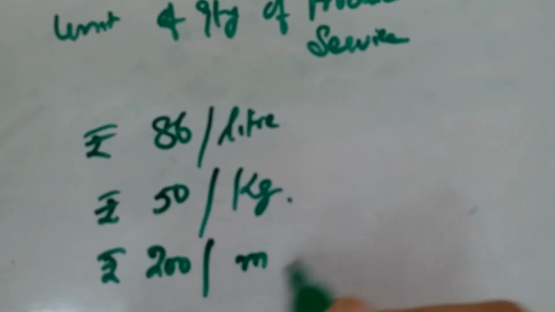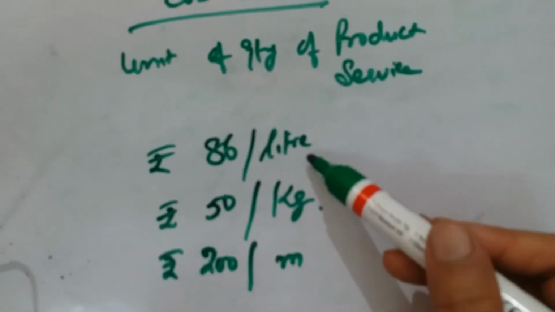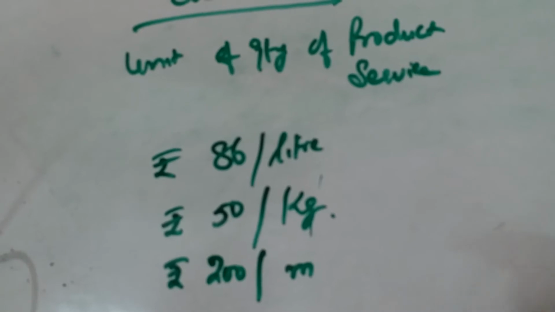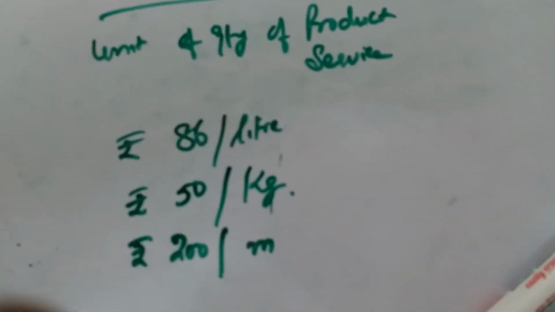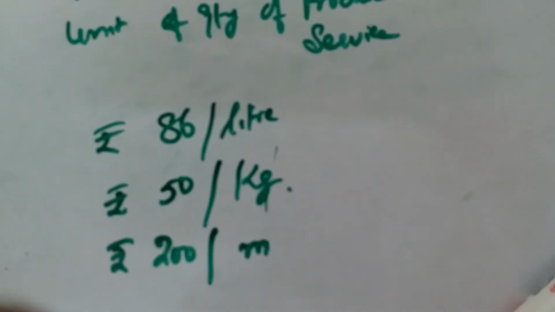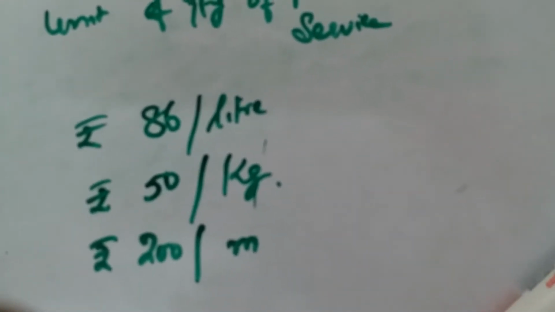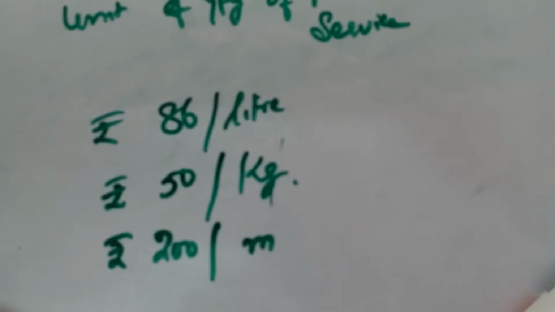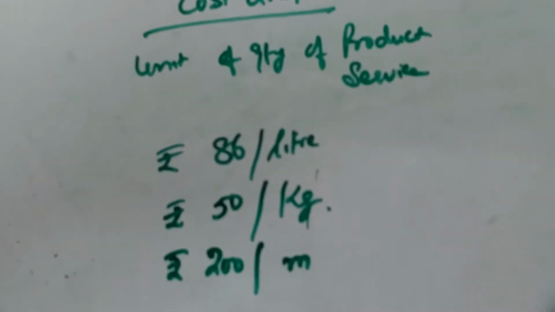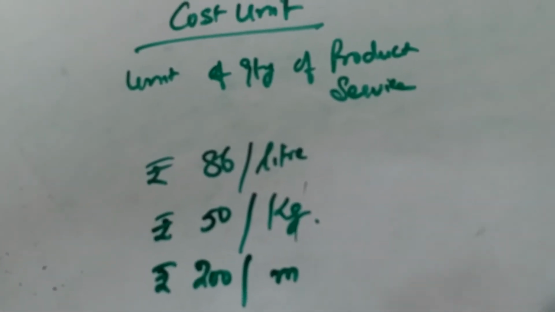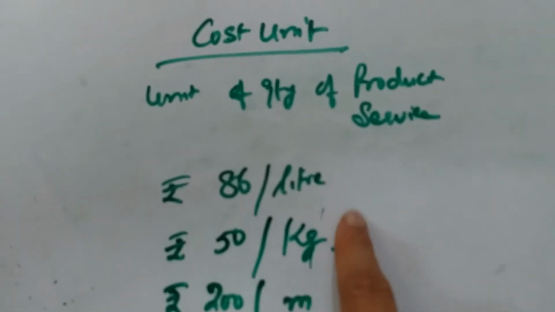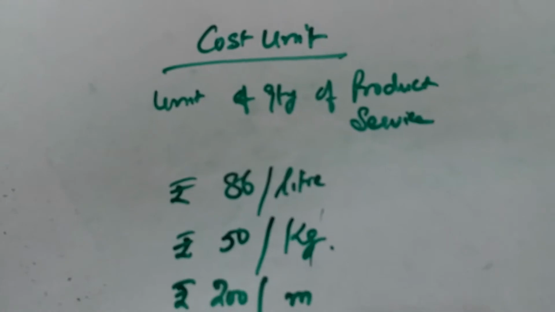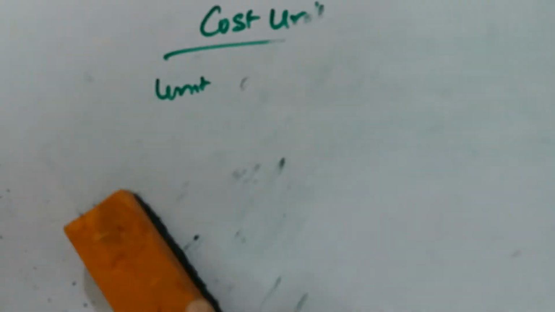Now the thing is, what is this? These are the cost units. That is, the cost is being measured when they are charging the cost accordingly in liter or kg or, let's say, per meter. So it means the cost has to be recorded and it has to be calculated also accordingly in these measures only. So these are going to be our cost unit.